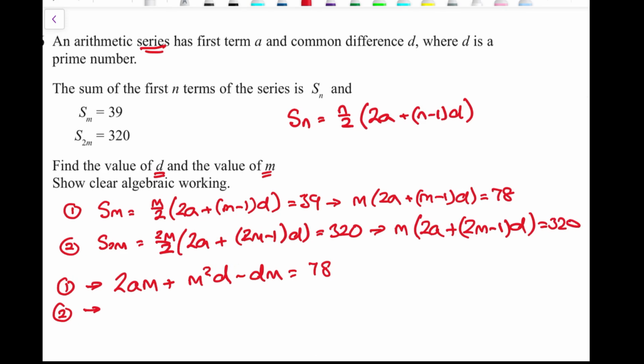is equal to 320. So if I rearrange equation 2, if I expand the brackets, I've got 2a times m plus m times 2m times d, which is 2m squared d. And m times minus 1 times d is minus dm, and all this is equal to 320. And that's given me 2 new equations. Just so it's clear what I'm looking at, I'm going to call that equation 3 and equation 4.